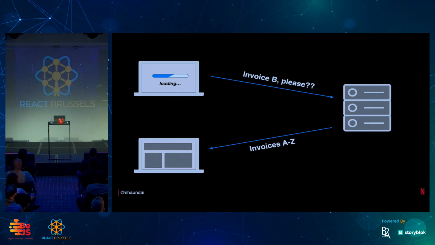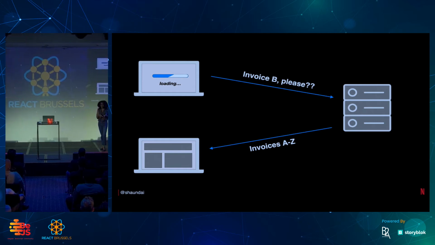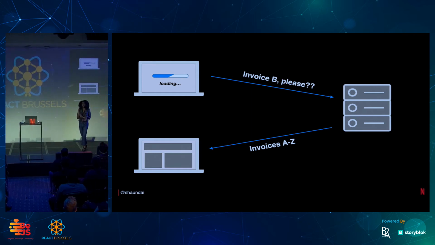Well, the way that this API is set up, I have the information for invoices A, B, C, D, all the way through Z. And I also have some information about the user that's going to go in the header. So here you go. I'm going to send that all over. And we're going to send all this data over the network.